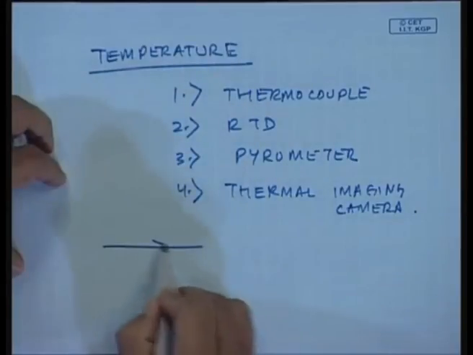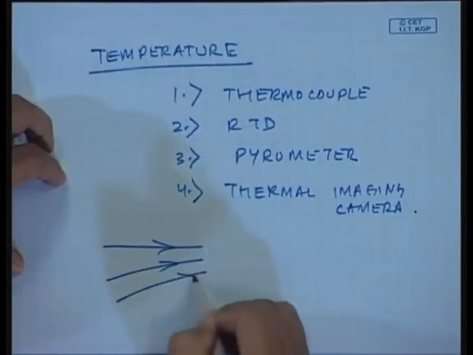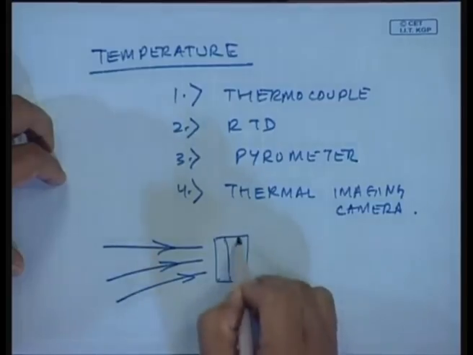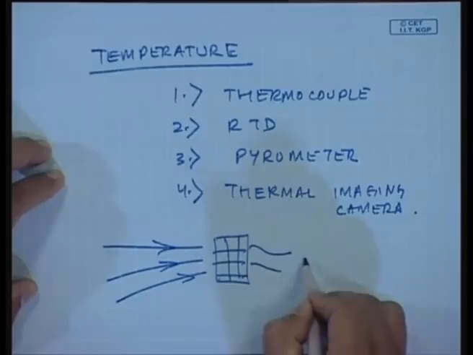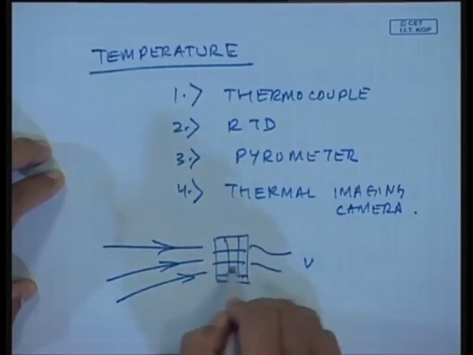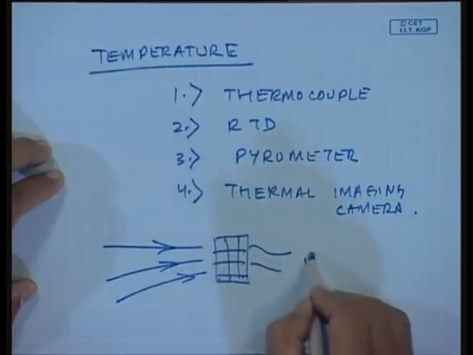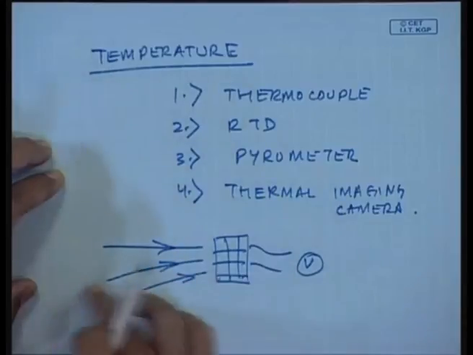If you can focus the beam into such cells, they will give a voltage corresponding to the intensity and the color, and we can get an indication of the temperature of the target.